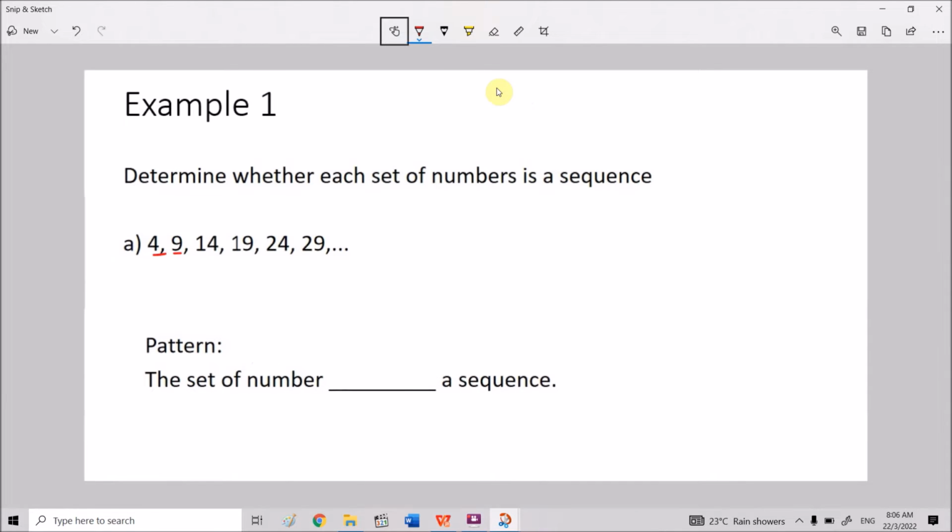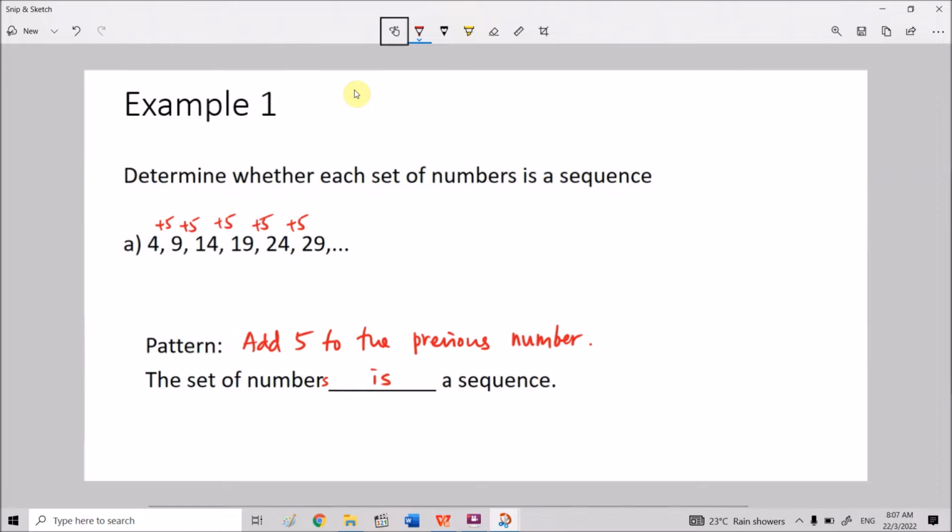From 4 to 9, you see it's increasing, so we add 5, right? 4 plus 5 is 9. 9 plus 5 is 14. 14 plus 5 is 19. 19 plus 5 is 24. We see that all the numbers here follow the pattern of adding 5. So the pattern is add 5 to the previous number. Since this set of numbers follows the pattern, it is a sequence.